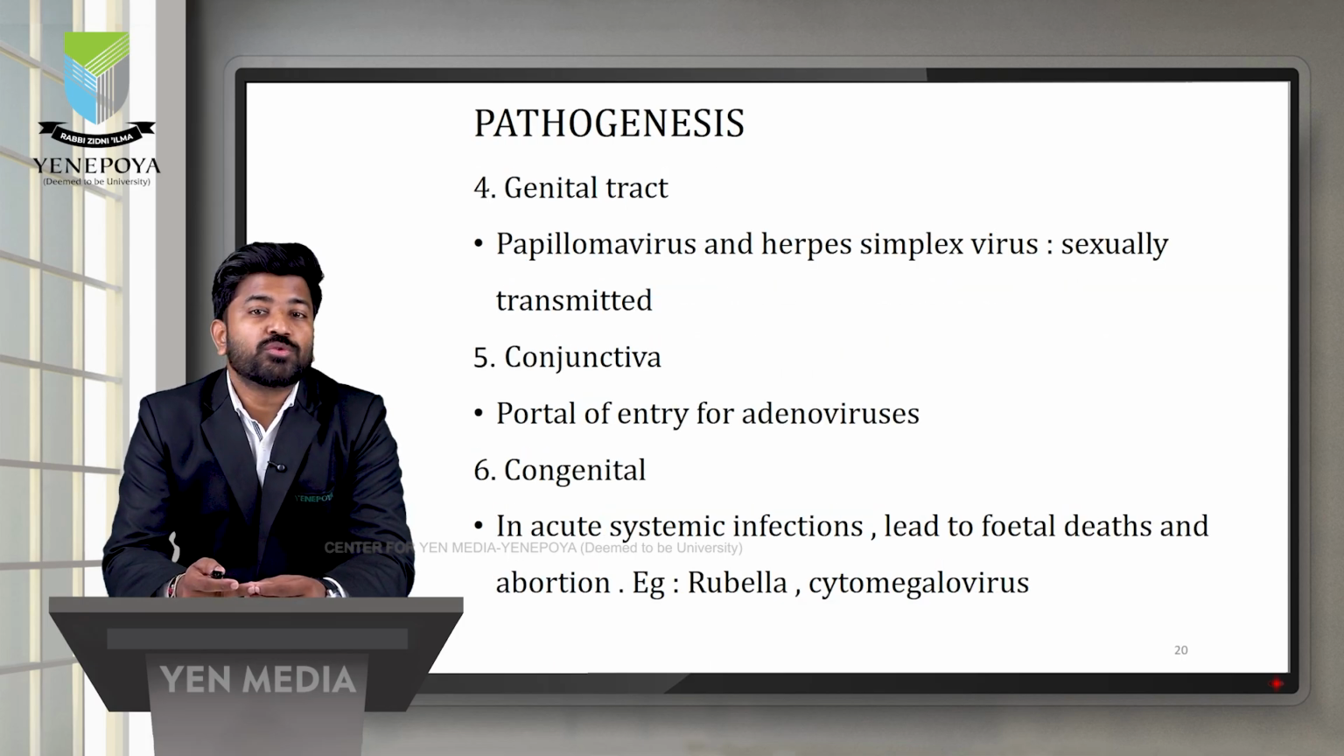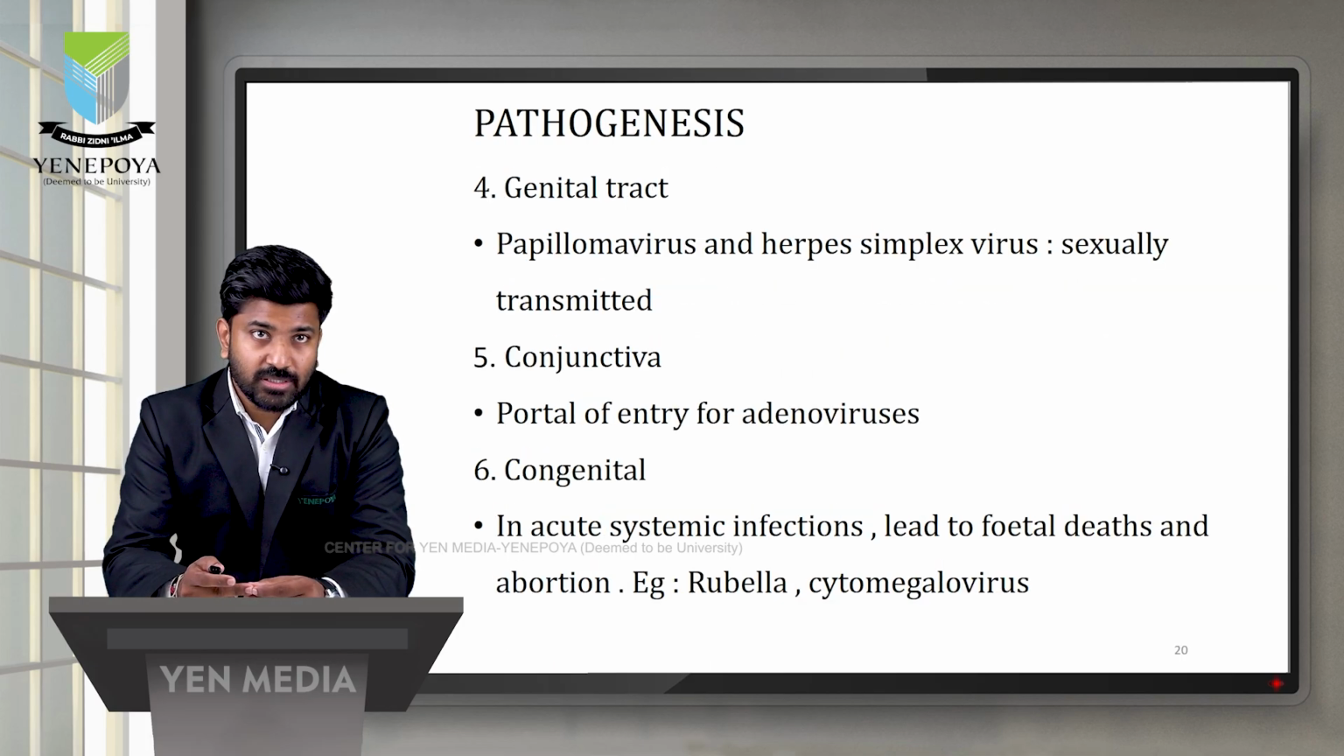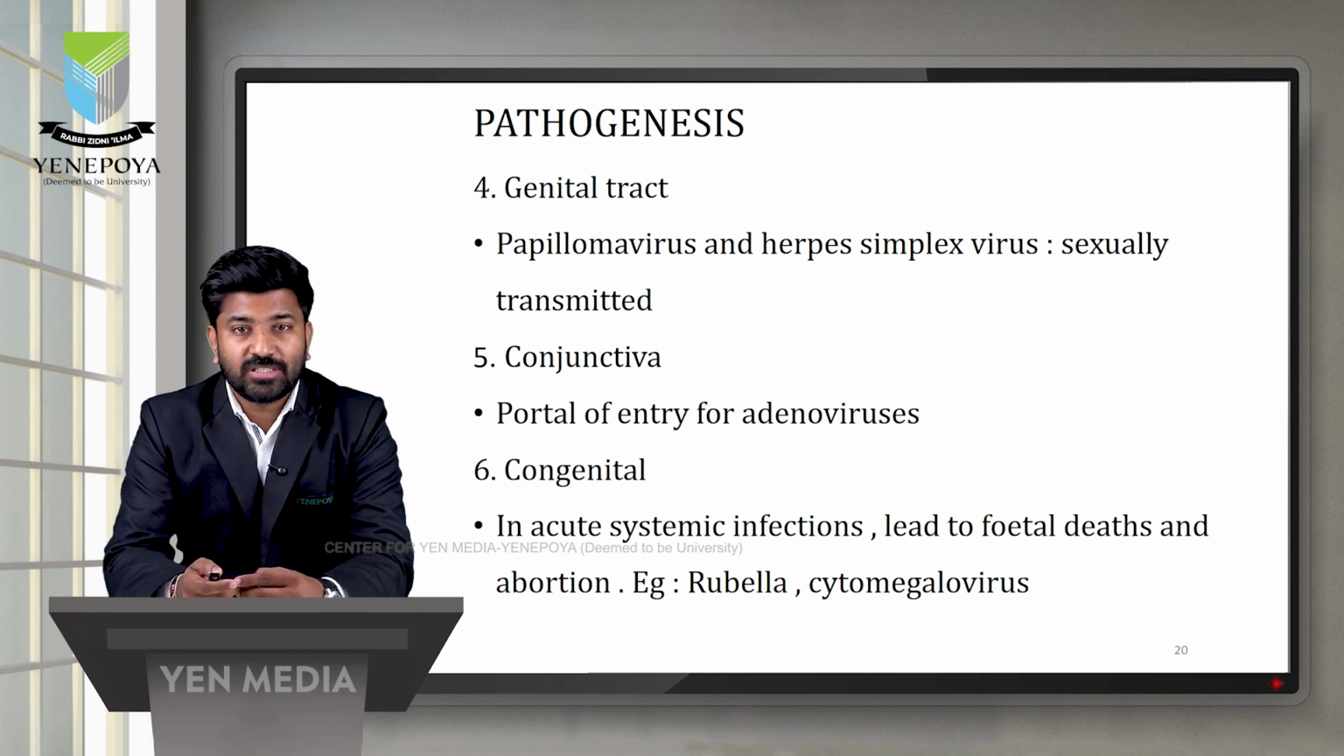Genital infections are usually associated with sexually transmitted diseases. Examples are papillomavirus and herpes viruses, which can cause genital infections. Adenovirus can enter through the conjunctival region and cause conjunctival infections. In rare cases, we also see certain systemic infections which can be transmitted from mother to child that can lead to congenital malformations, such as rubella and cytomegalovirus infections.